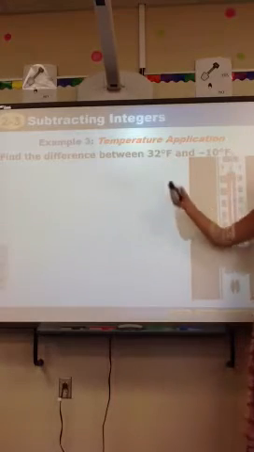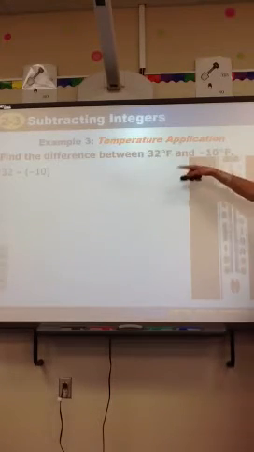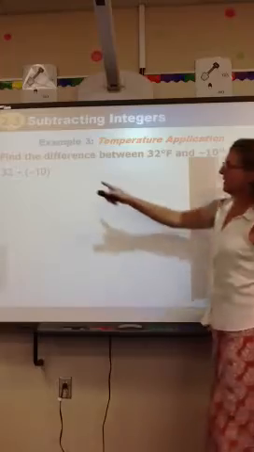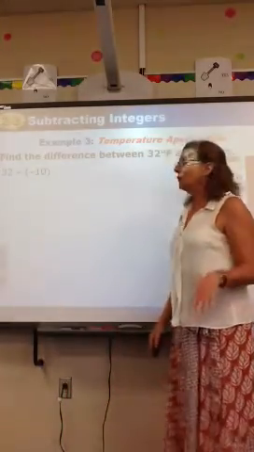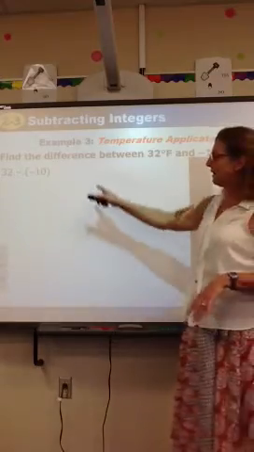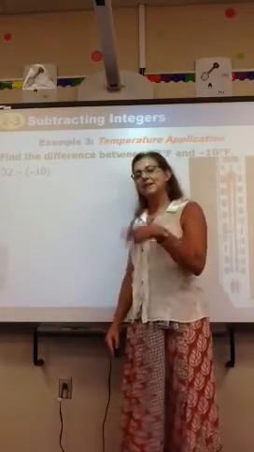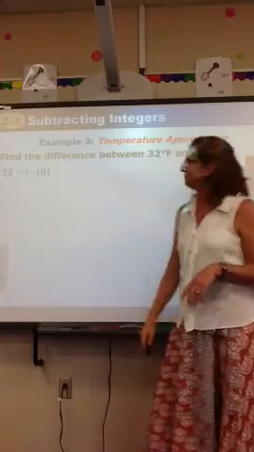So we're going to take the 32, and we're going to subtract the -10. So we have 32 minus -10. And what I'd like for you to do now is pause the video, and I think you can work that out on your own, and then come back and see if you did it correctly.